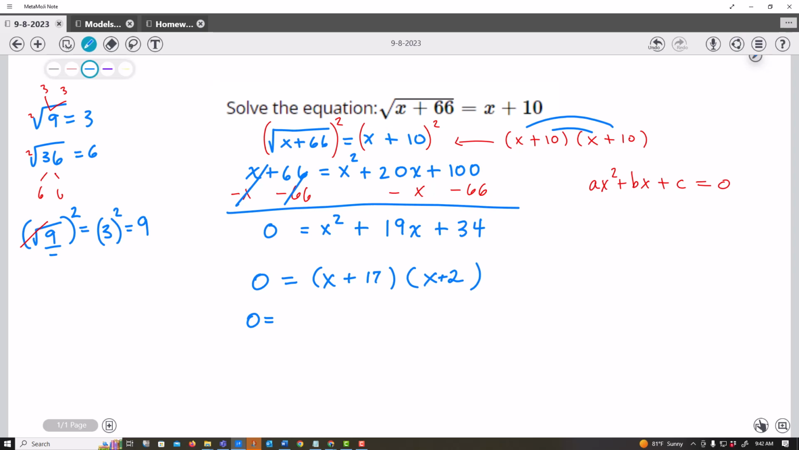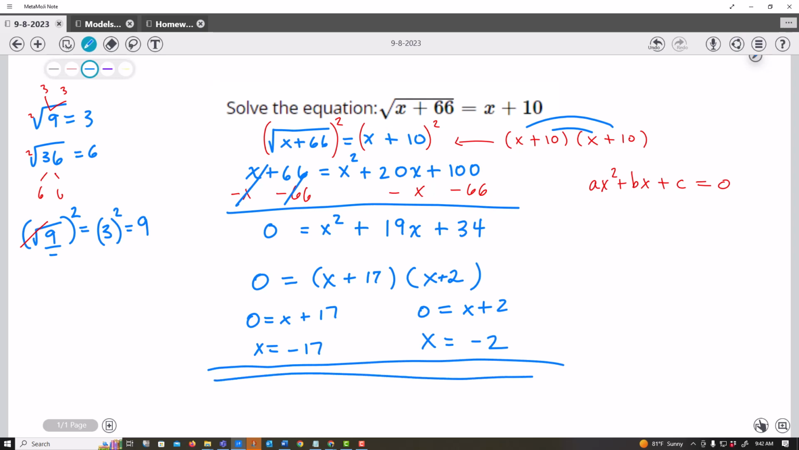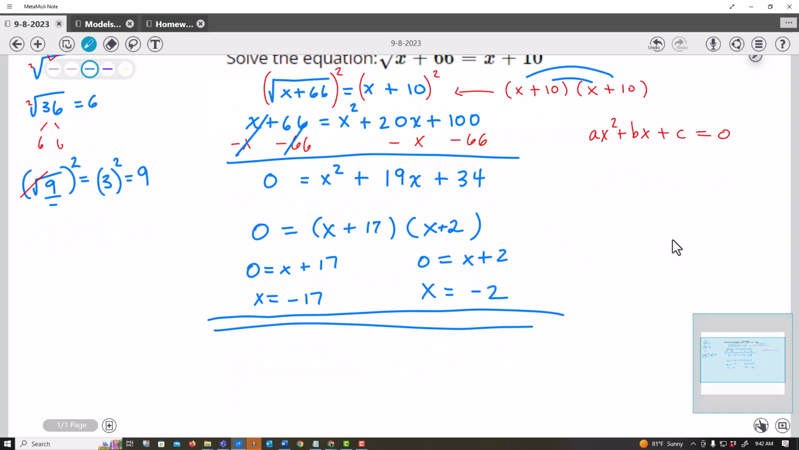I now set both of these factors equal to 0. And then I solve them, and I get x equals negative 17 and x equals negative 2. And you put that in for your answer, and it says you're wrong. And the reason why is you always have to check your work. It's called checking for extraneous roots, meaning can you really plug these values in? I know that might be a little strange, but we're going to see why only the negative 2 is actually the answer. And this is where students will not plug numbers back in, but you should always plug numbers back into the original equation.